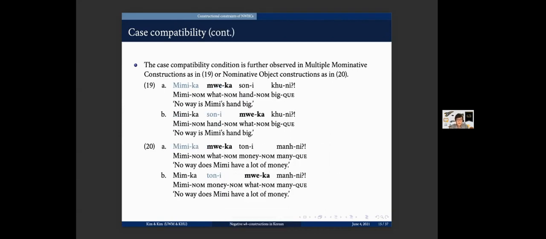And the case comparability condition is further observed in so-called multiple nominative constructions as in 19 or nominative object constructions as in 20. So in 19, here, 미미가 뭐가 손이, this WH phrase can be associated with this first nominative NP, 미미가, and also it can be associated with this second nominative NP, 손이. And also, as we can see in 20B here, 미미가 돈이 뭐가 많니? Here, this WH phrase is associated with this nominative object NP, because these two expressions have the same case, nominative case here.